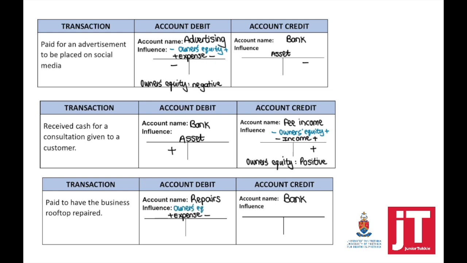Repairs is regarded as an expense that will have an effect on your owner's equity. If your expenses increase, it will have a negative effect. Bank is regarded as an asset because we have a favorable bank balance. And now, if money goes out, it means that balance will decrease, your assets will decrease.